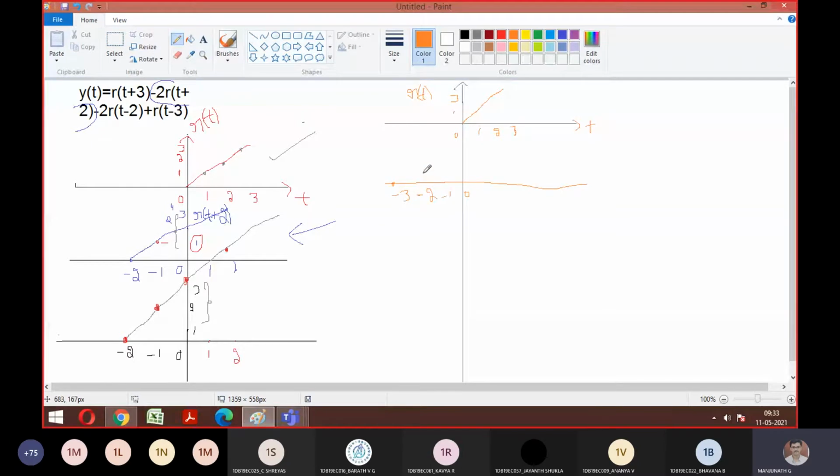So is it okay to everyone? How we are tracing? 3, 2, 1, 0. So this you can join now. See, it will be continuous like this. So you just show like this. That is enough. So this is your r of t plus 3. Any doubts anyone till here? Is it okay till here? Yes, sir.